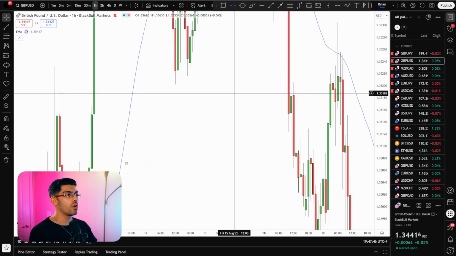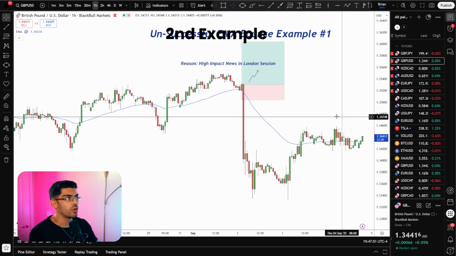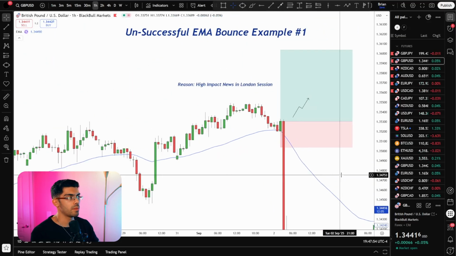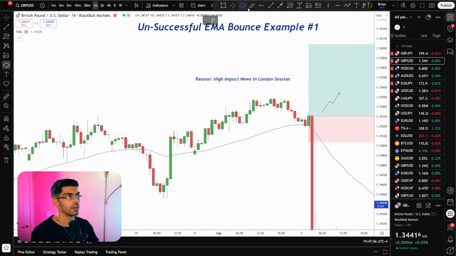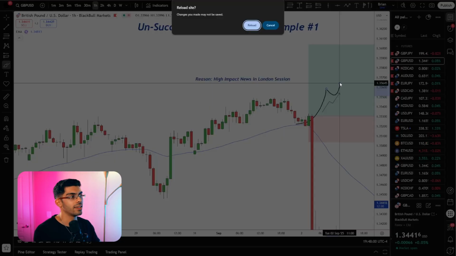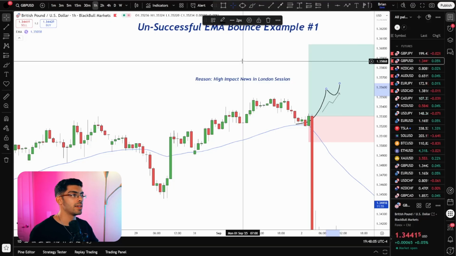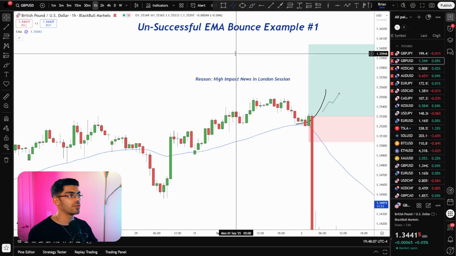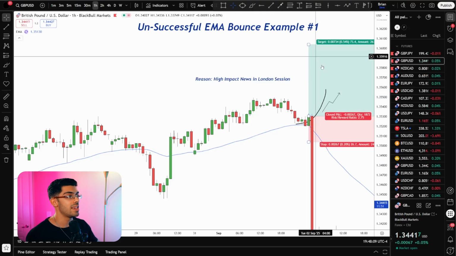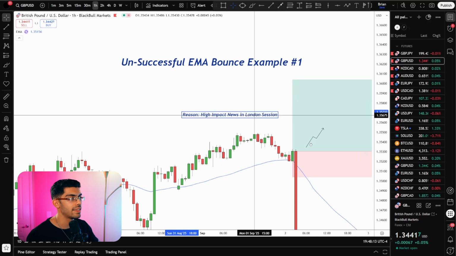So next, let's go on to an example here on GBP USD. Now this one I just pointed out because this is one where a lot of people would look at this and say, look, this is an example of when the EMA didn't play out. What the hell, Brian? I thought you said this would play out all the time. Well, no, it's not going to play out all the time, because there are other factors in the market, and sometimes the EMA will just break. Now, in this case, we do have a reason why this didn't play out.